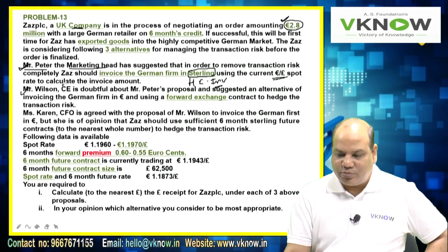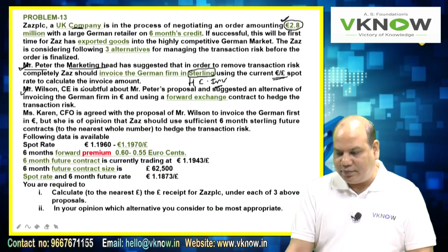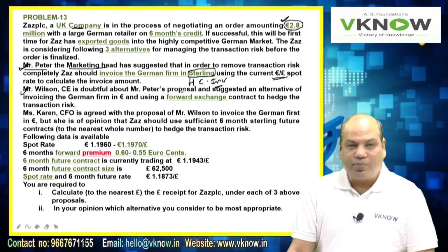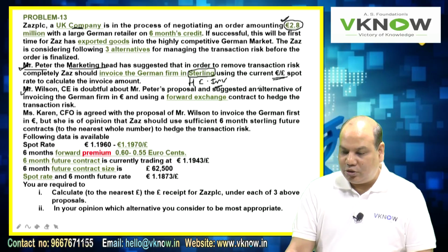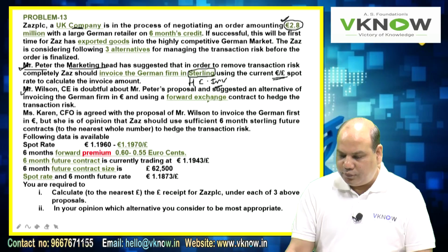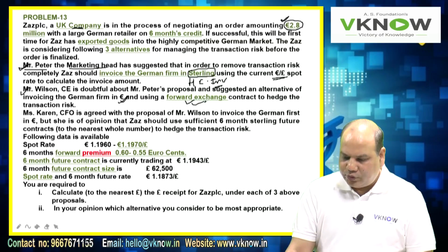Mr. Wilson, the Chief Executive, is doubtful about Mr. Peter's proposal. He says maybe the customer will not agree to that, and suggested an alternative of invoicing the German firm in euro and using a forward contract to hedge the transaction risk. So he says, let us invoice in euro only, and we will take a forward cover. So option 2 is forward.